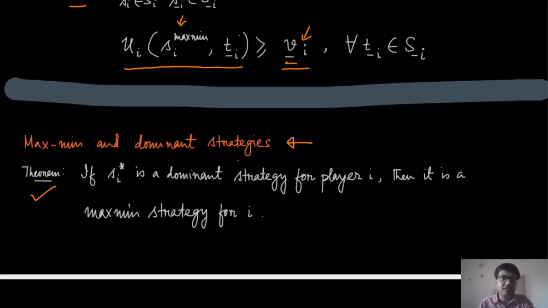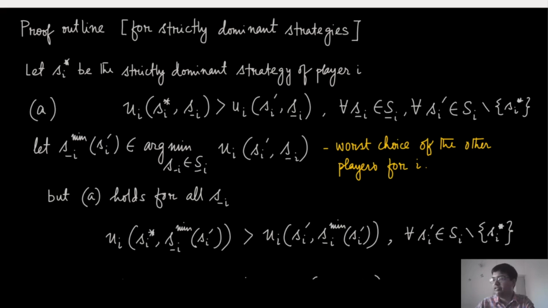So it says that you don't lose. Whenever you have a dominant strategy, the max-min strategy is going to be the same. The proof is not very difficult. Actually, we are just going to give the outline and the basic intuition of this result. We are going to prove it for strictly dominant strategies, though the same argument can also work for weakly dominant strategies, which I leave as an exercise.